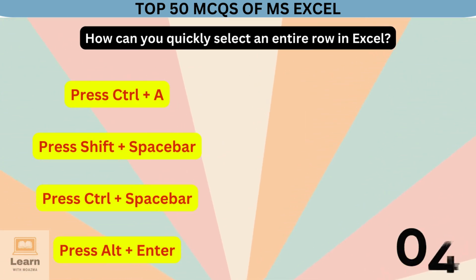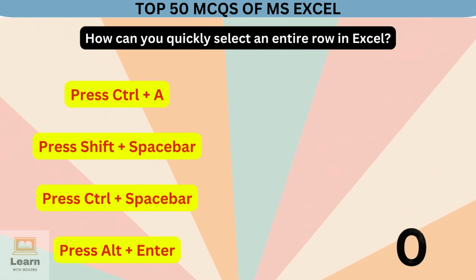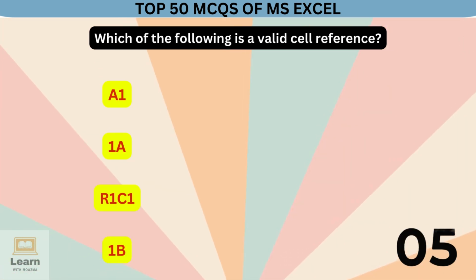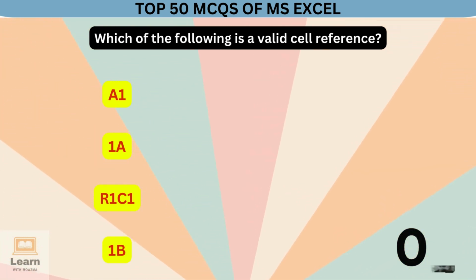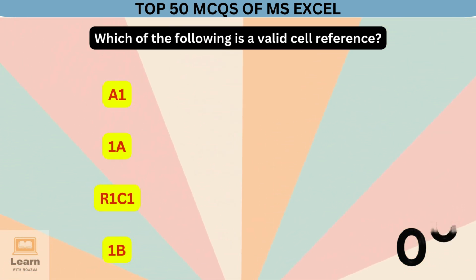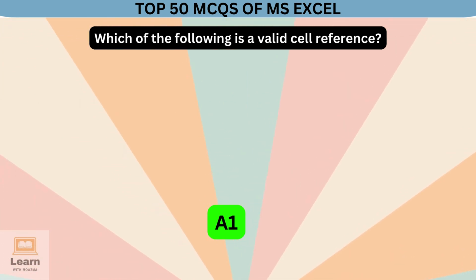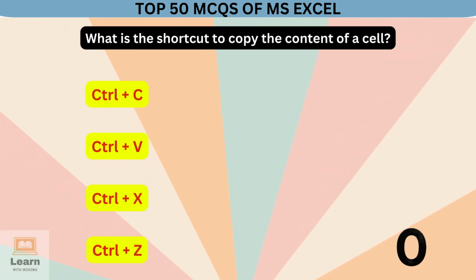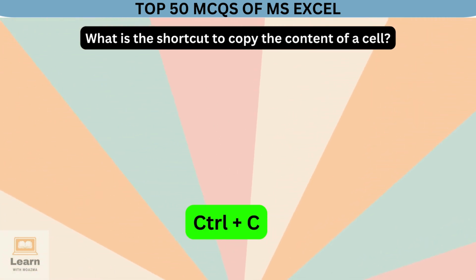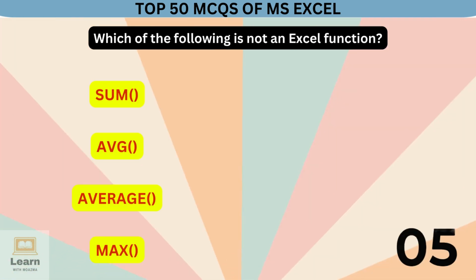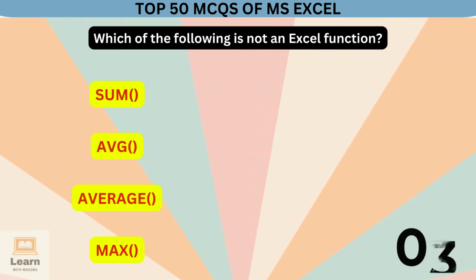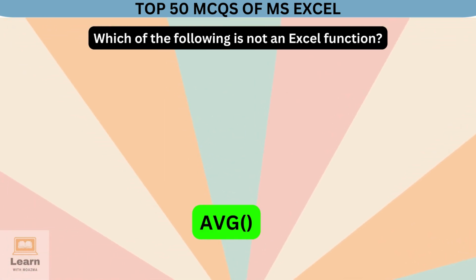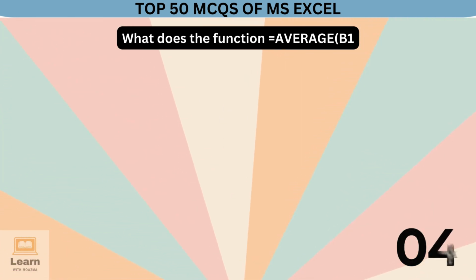How can you quickly select an entire row in Excel? Which of the following is a valid cell reference? What is the shortcut to copy the content of a cell? Which of the following is not an Excel function? What is the function equal average B1?